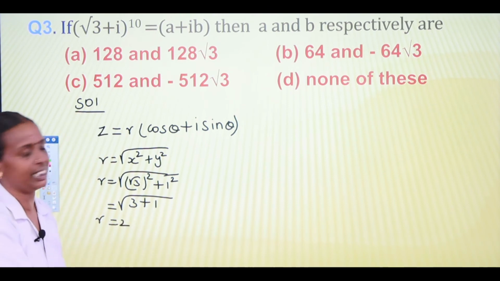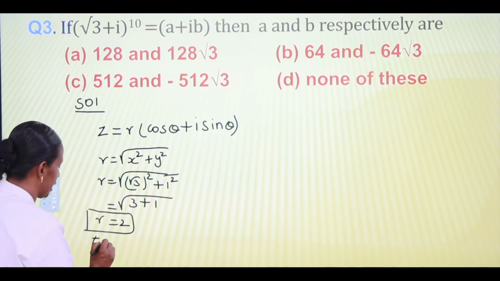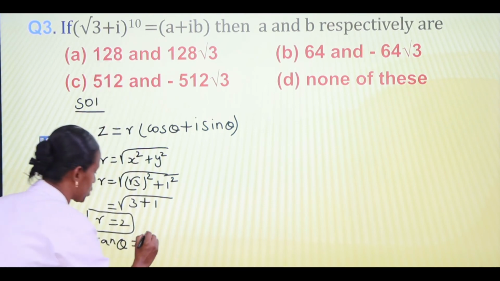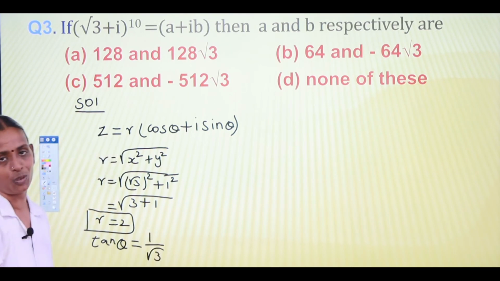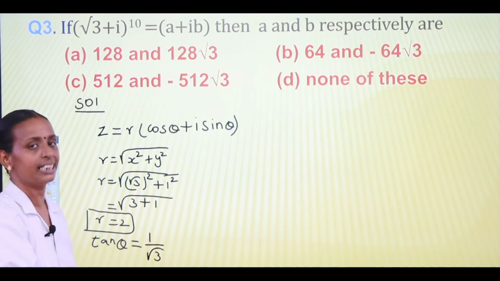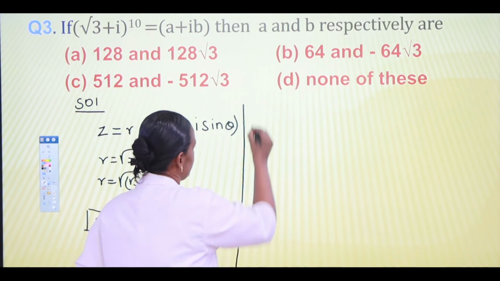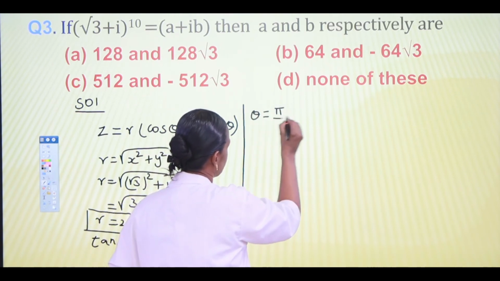Next you have to find the theta value. Tan theta equals imaginary part divided by real part. Here the imaginary part is 1, the real part is root 3. So for what value of theta is tan theta equal to 1 by root 3? That is 30 degrees. Therefore theta equals pi by 6, 30 degrees.